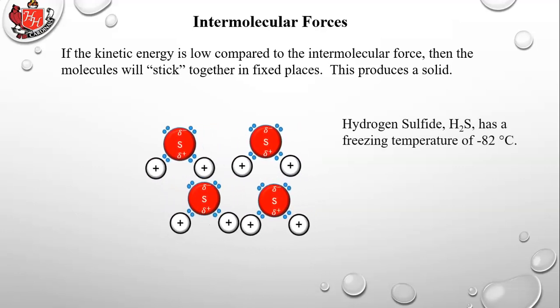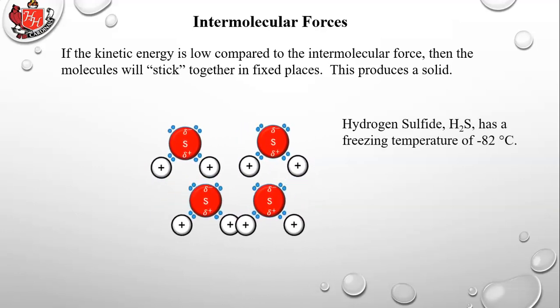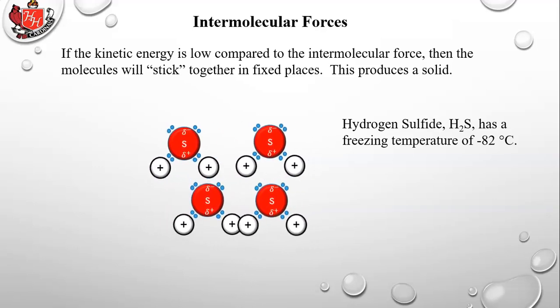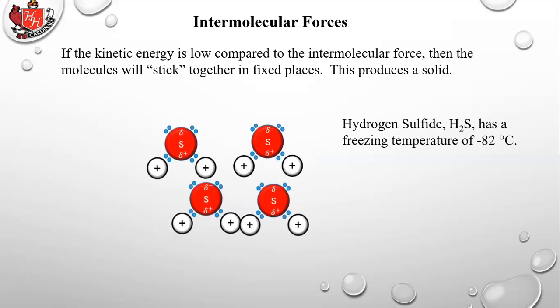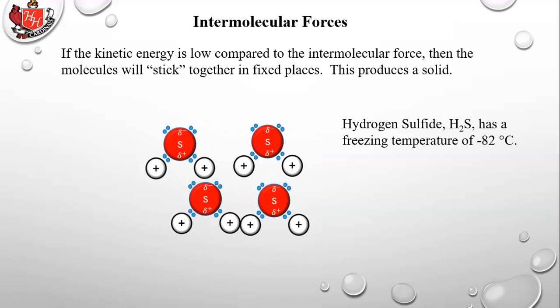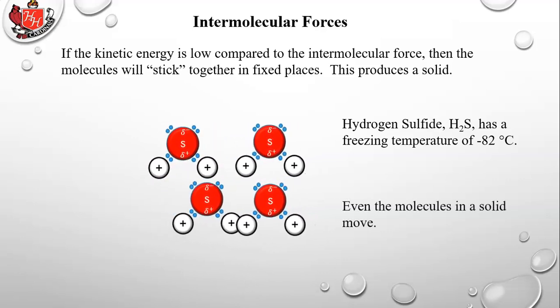So this is hydrogen sulfide. It's H2S, and it has a freezing temperature of negative 82 degrees centigrade. So as long as the temperature is below negative 82, they will be in this form. If you raise it above negative 82 degrees centigrade, they'll become a liquid. And then above their boiling temperature, they'll become a vapor. They'll become a gas. So even molecules in a solid move.